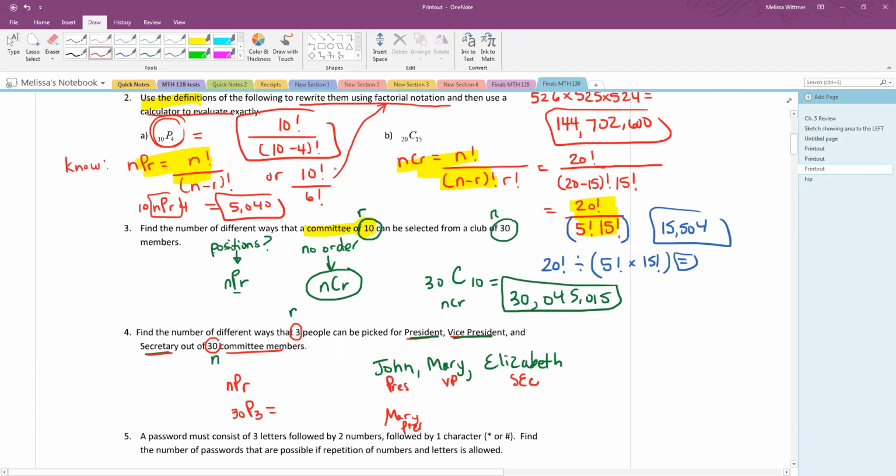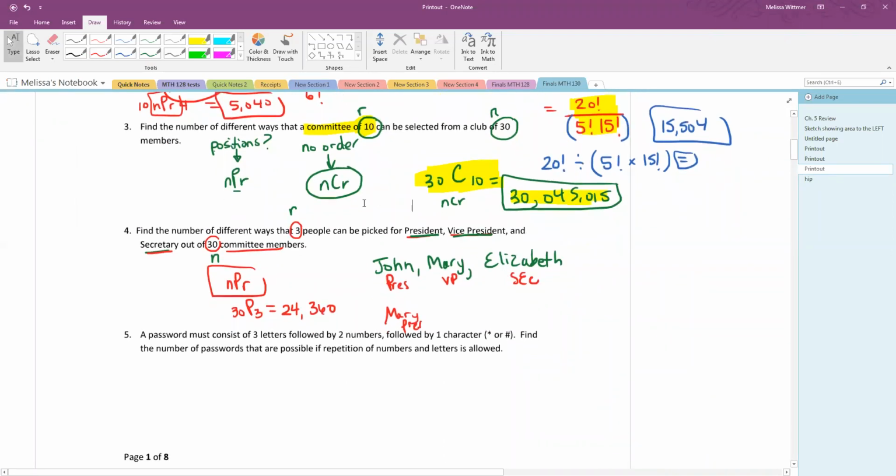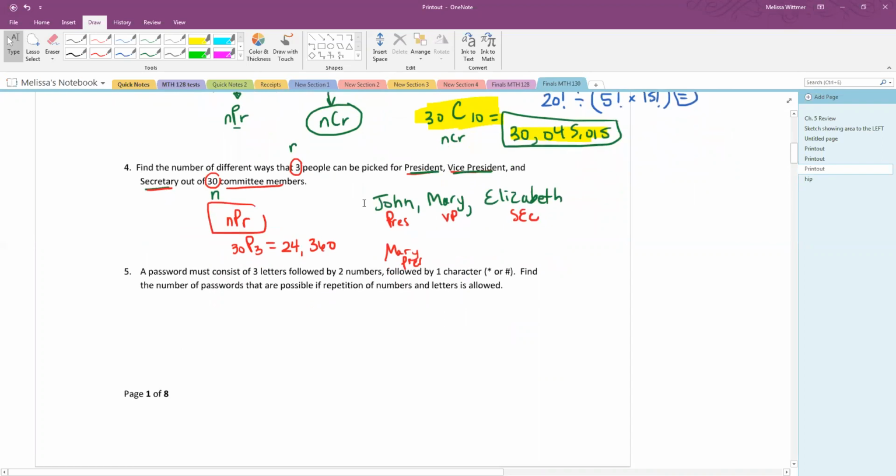Again, you can use the formula up above, the n factorial divided by n minus r factorial, or just use the nPr function in your calculator, 24,360. So many of these questions, there's not a lot of work that you would show, but definitely don't just show your final answer, because I need to see what you're typing in the calculator. So at least at the minimum, write out the 30C10.